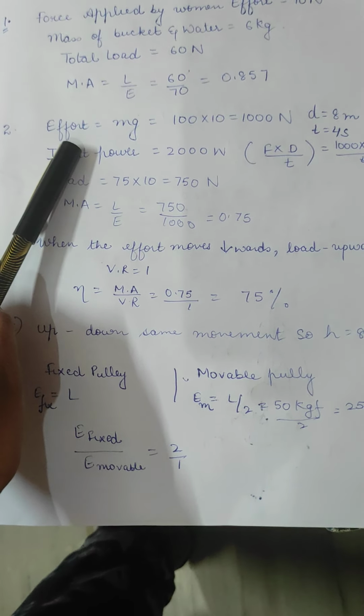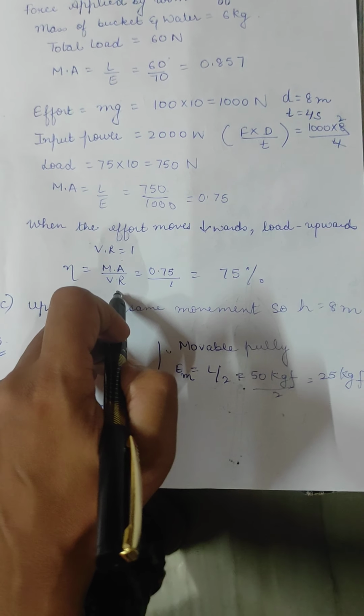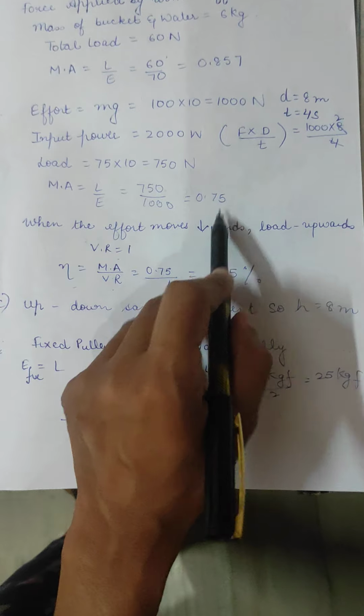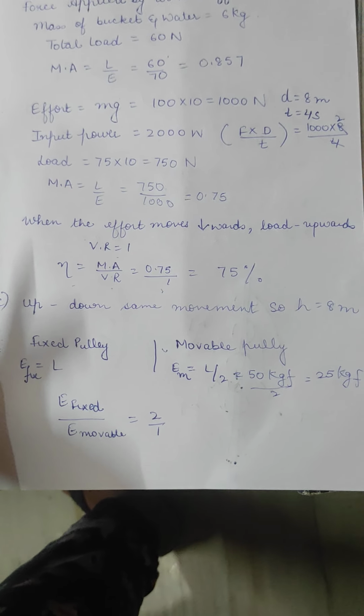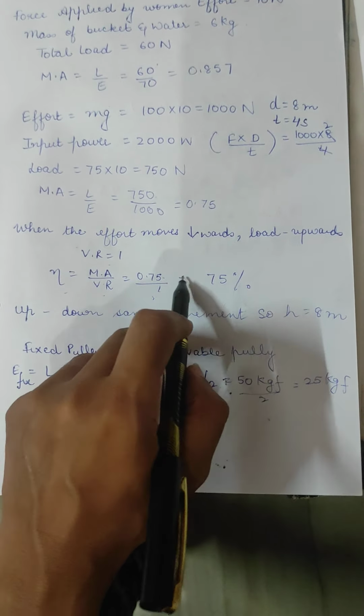Now the load is given to you. The load they have given is 75 kgf, so that is 750 Newton. So mechanical advantage will be equal to load upon effort, that is 750 upon 1000, equal to 0.75. From here you can find the efficiency also, that is mechanical advantage upon the velocity ratio. Put down the values: as it is a fixed pulley, the velocity ratio will be 1. So 0.75 upon 1 comes out to be 75%.